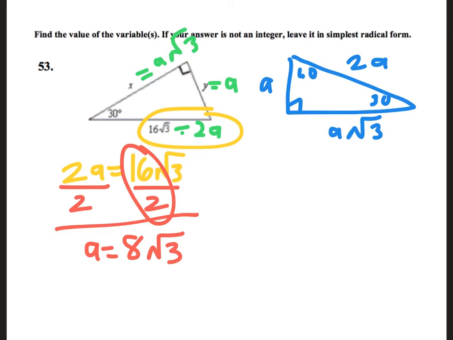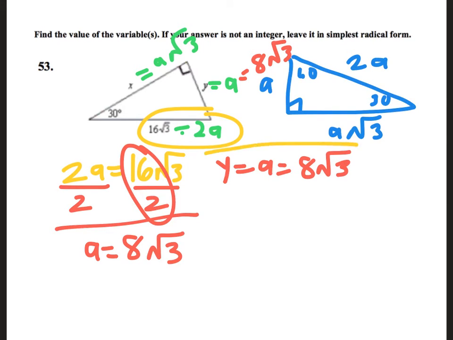Now we're going to plug that in everywhere. For this one, I know Y equals A, which equals 8 root 3. That is going to be my first answer. We're going to leave it just like that. For my second one, X, I know X equals A times the square root of 3.